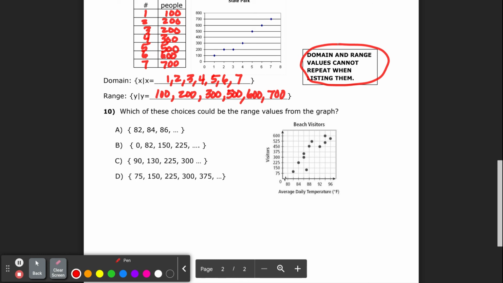All right, let's take a look at problem 10. Which of these choices could be the range values? Remember, the range represents the y. So let's say I start at the bottom, and I'm going to take the lowest point and draw it toward the y axis. So it looks like it's going to be a little bit above 75. So it's not letter B, and it's not D, because D is right at 75. So it could be 82 or 90.